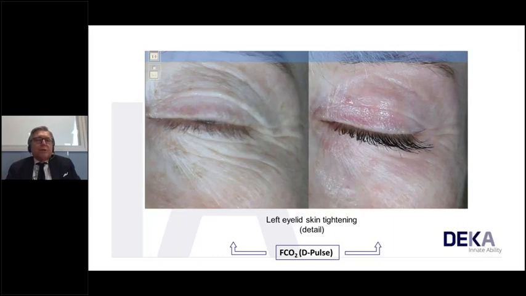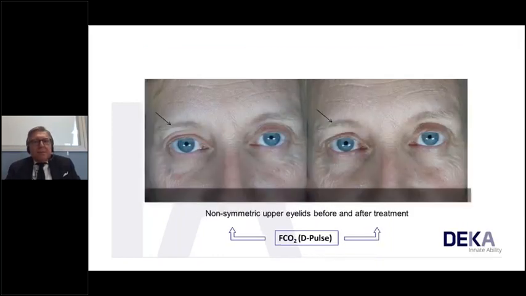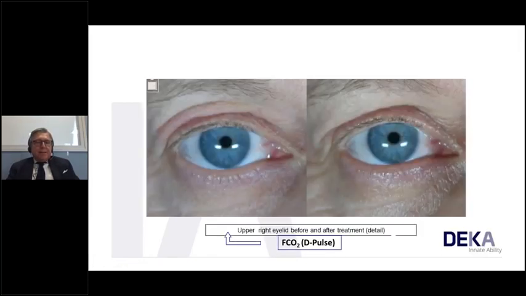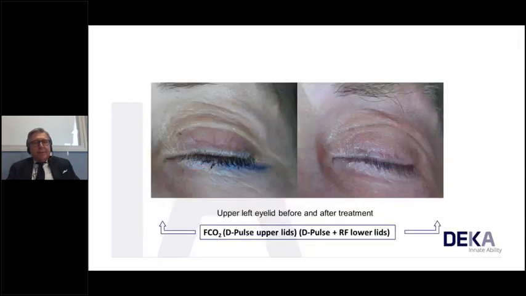You must consider that we are not using any incision in this case. Another case, we have non-symmetric upper eyelids before, and we treated only one eyelid with these results. So we lose the infolding and laxity of the skin. This is a magnification of the detail. Another case, with the closed eyes, the tightening of the skin.